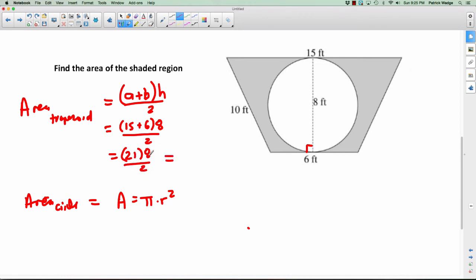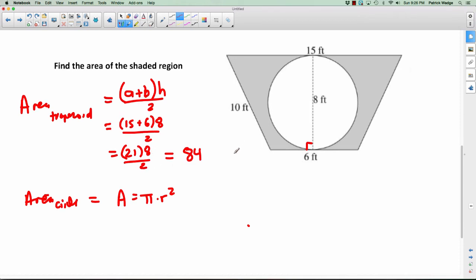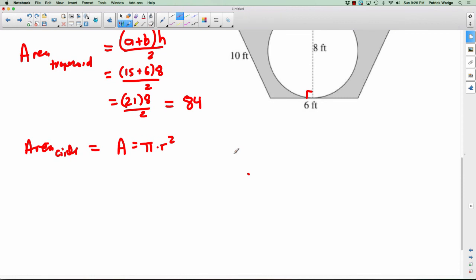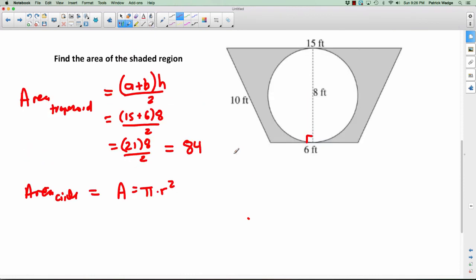I could do the division first, by the way. I could go 8 divided by 2 is 4, and then multiply 4 times 21. It's a little bit easier. I get 84. If you didn't like that, you could go 21 times 8, which is 168, and then divide 168 by 2, and you also get 84. All right, so we got a trapezoid. That wasn't bad. Now we got to get our circle.